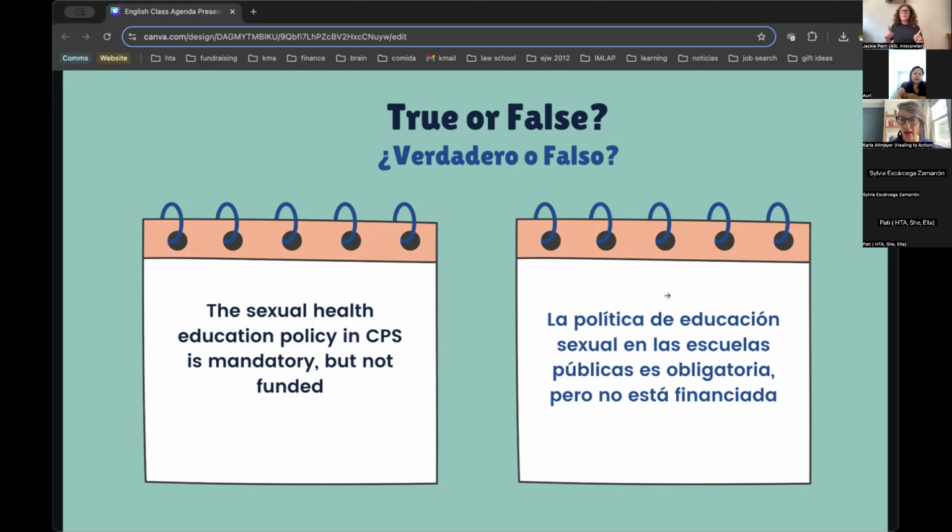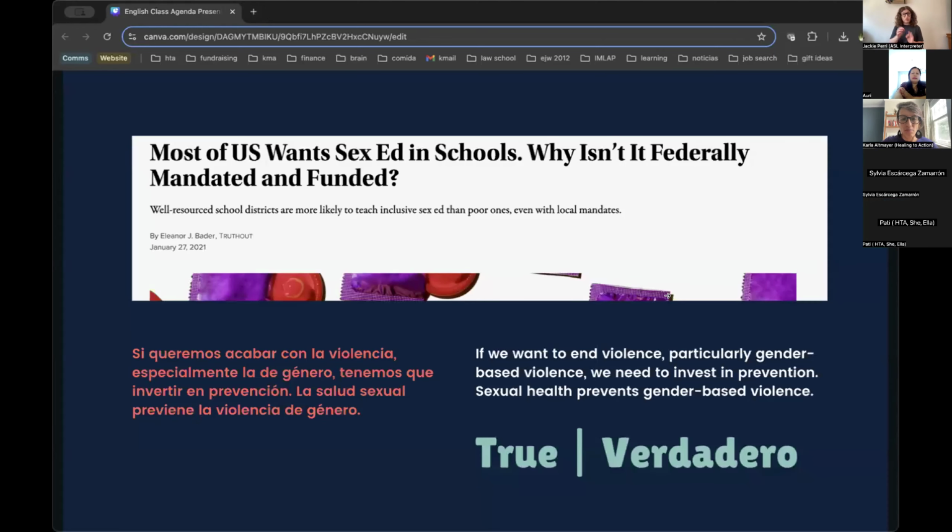So there's no real accountability to it being a mandatory policy if it's not being implemented, and the rationale is because there isn't funding. So that's something important to note. And yes, here's the true slide. And it's also not federally funded either. So if we really want to end gender-based violence, we have to invest in sexual health education in order to do so.